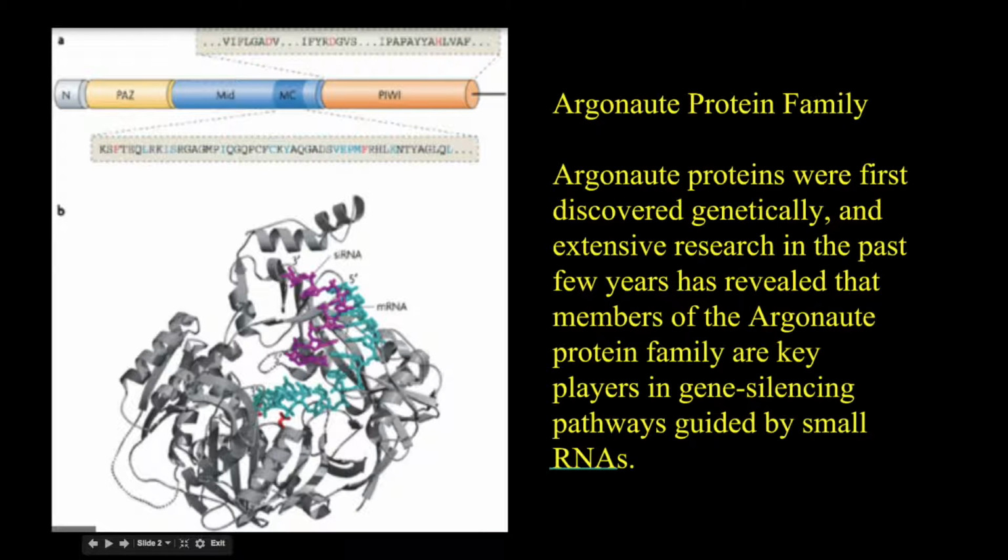So our protein is from the Argonaut family. These proteins were first discovered through genetic experiments of the cells and DNA, and through extensive research in the past couple of years, they have revealed lots of information about being the key players in gene splicing pathways guided by small RNA molecules and strands.